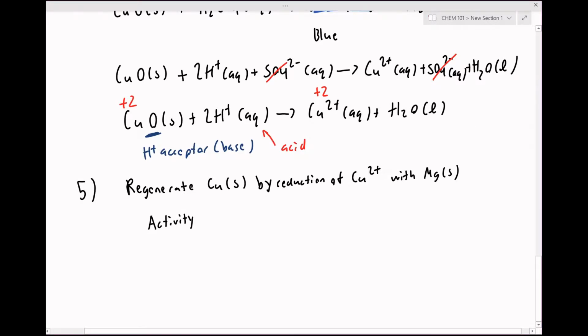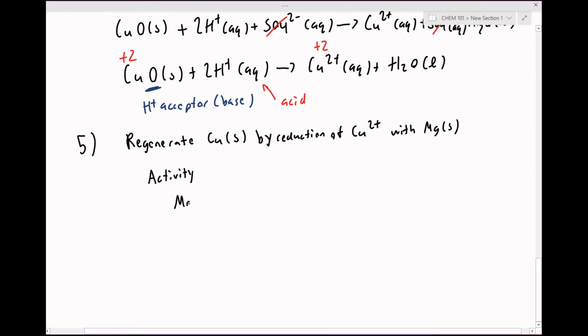are a few really critical points that you need to pay attention to in our activity series. So we have magnesium going to magnesium 2 plus 2 electrons. We have H2 going to 2H plus 2 electrons. And then below that, we have copper going to copper 2 plus 2 electrons.